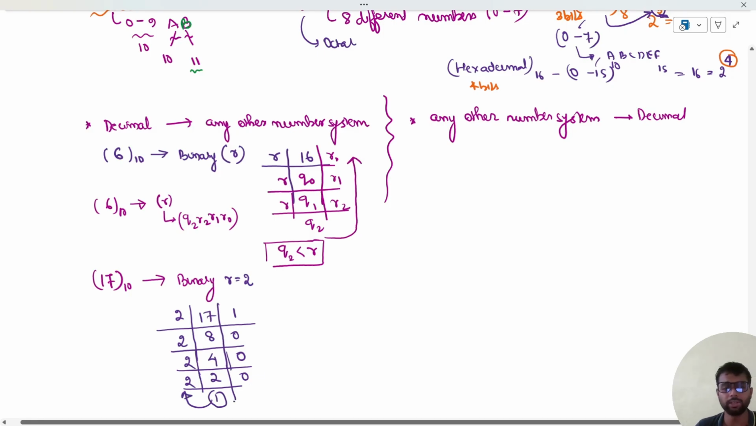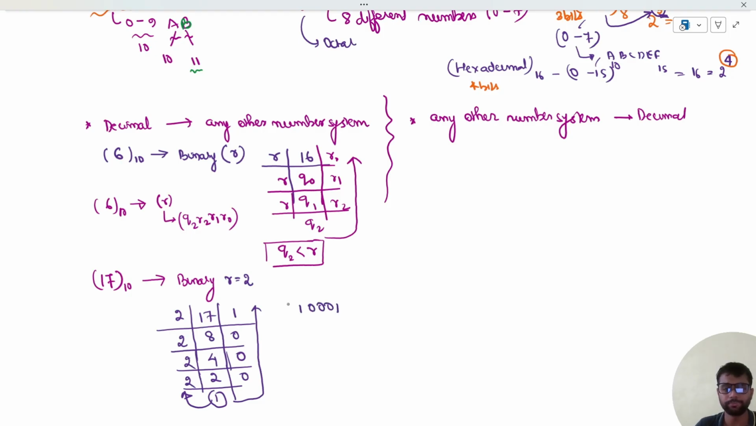So what would be our conversion? We have to read from this side. So this would be 10001. This is the binary equivalent, and we can represent it like this. The base subscript represents that this binary number is equivalent to 17 in base 10.